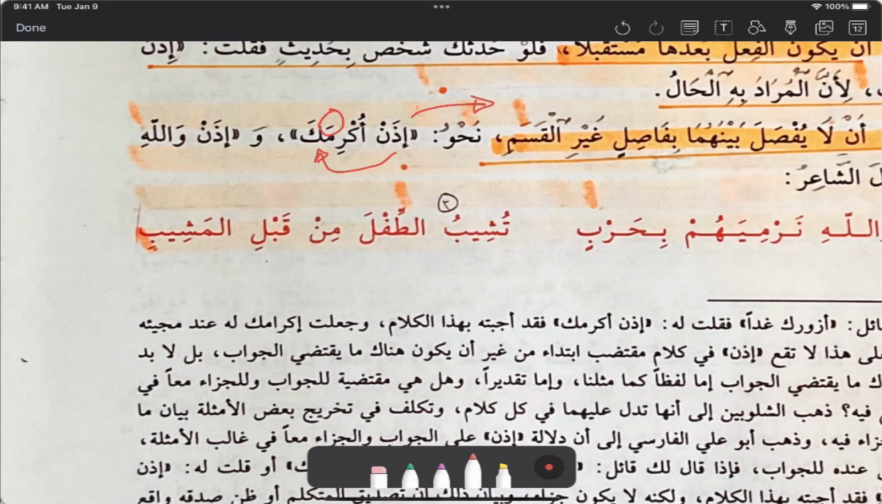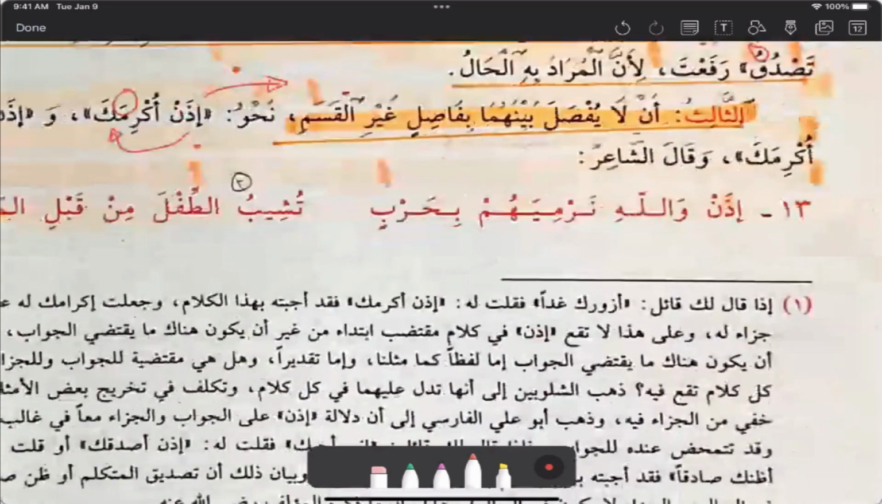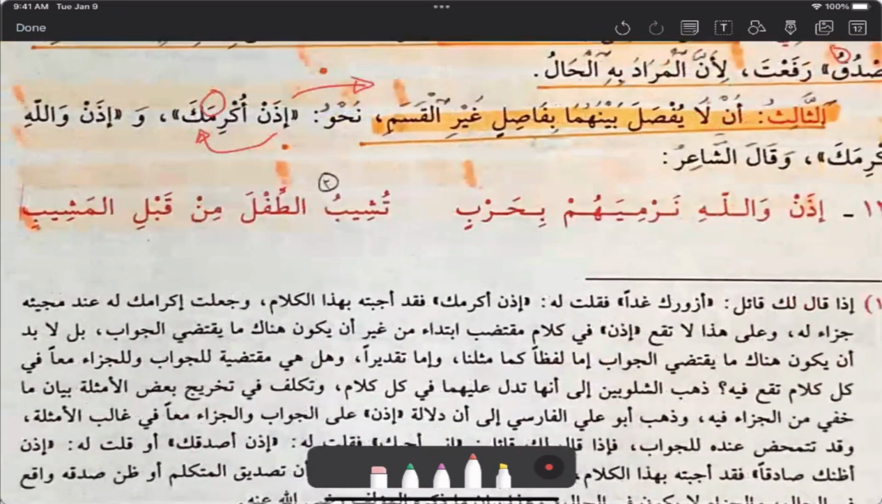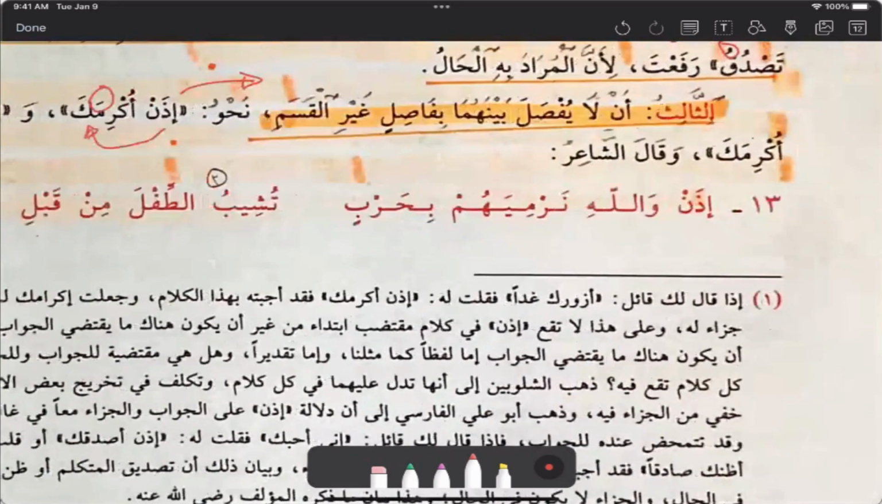And also you can insert a swear in between. Idhan wallahi ukrimak, then by God I will be hospitable to you. It's still going to have the same powers.